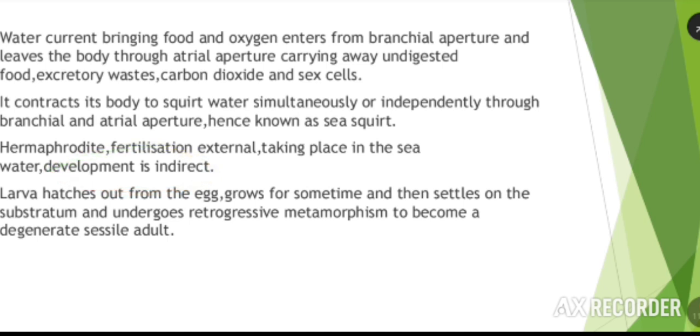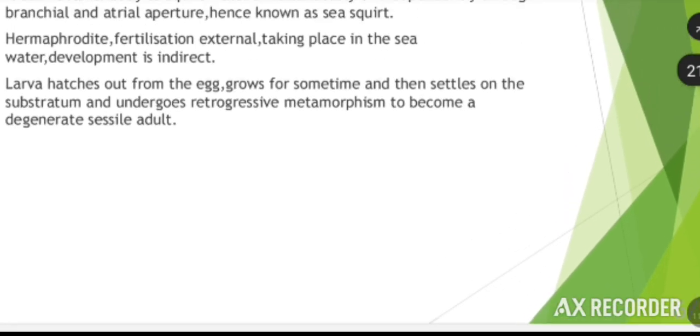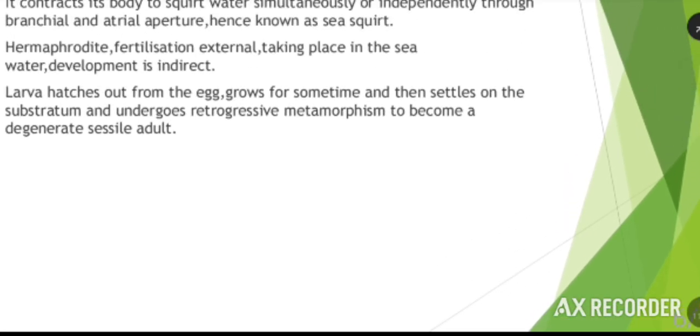without the formation of a larval stage. Indirect development is the development which involves the formation of a larva. So the larva hatches out from the egg, grows for some time and then settles on the substratum, and it undergoes retrogressive metamorphism to become a degenerate sessile adult. Larva is motile.